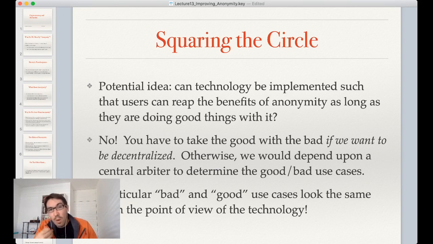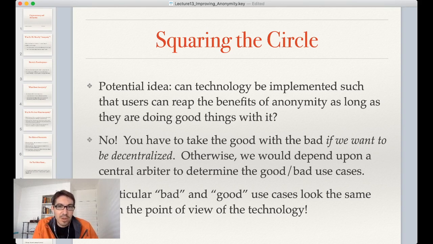So if you want to be decentralized, you have to take the good with the bad. And even from a technical level, leaving a possible key or a weakness in the encryption means that's something a, quote unquote, bad guy could potentially find. In order to do this, you have to weaken the encryption.